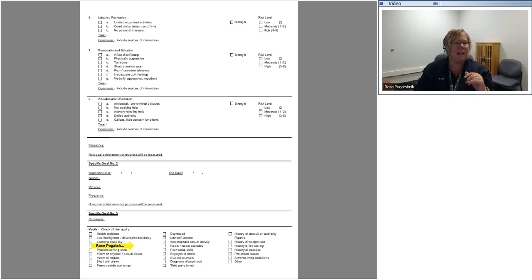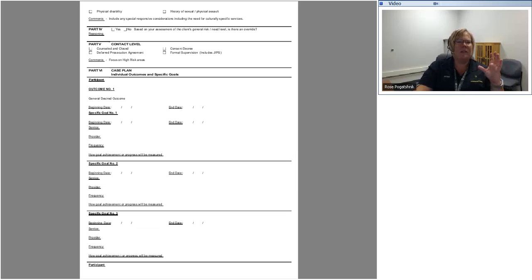All right, then the next page is obviously we're going to, based on an override, this is that professional discretion. A lot of times that's going to be no, but it can be yes. And then part 5 is based on their risk levels. What level of supervision are we going to recommend? Then we come up with a case plan.